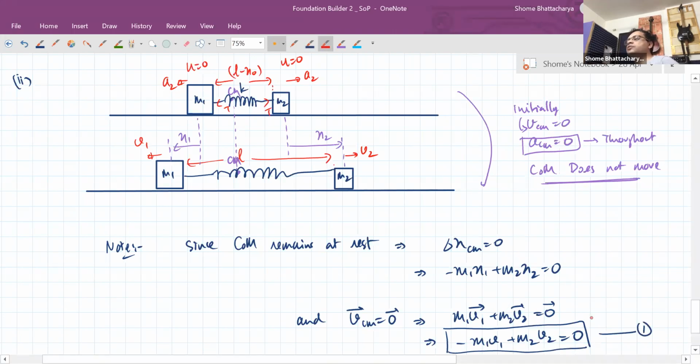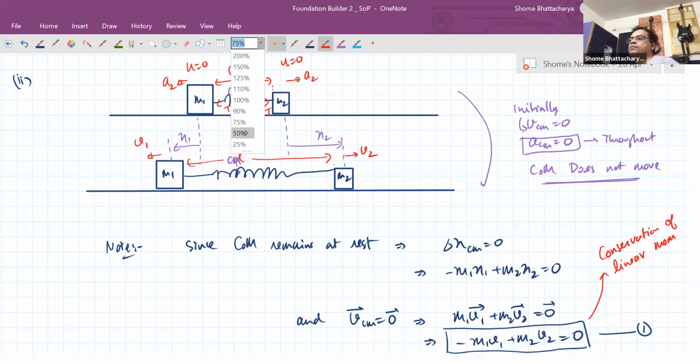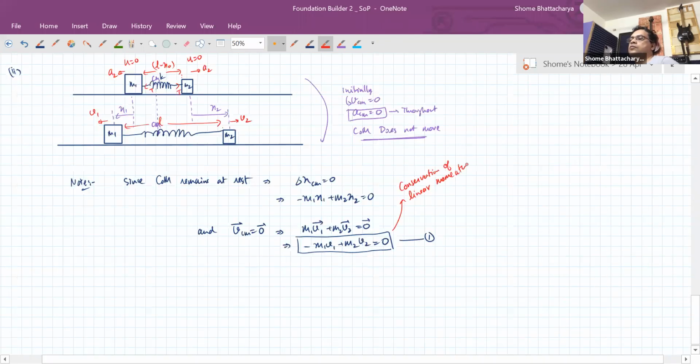And where is this coming from? This is coming from conservation of linear momentum for the system. When we write down this equation, we will get that V2 is equal to twice V1, because M1 was 6 kilograms and M2 was 3 kilograms. But we have V1 and V2, two unknowns, so we need one more equation.